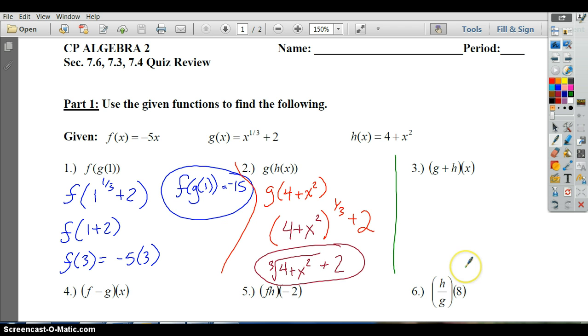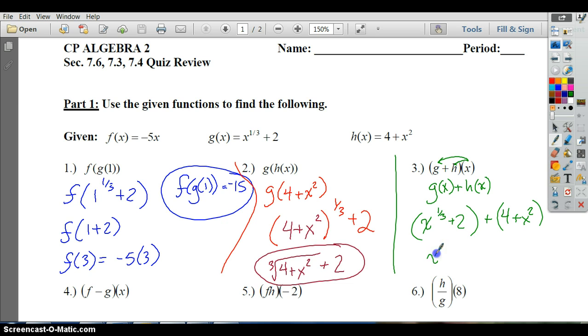Number 3, this can be written as g of x plus h of x. Distribute the x in, because when you look at it this way, it's kind of confusing. However, if you look at this expression, that looks a lot more user-friendly. So we're going to do g of x, which is x to the 1/3 plus 2, plus h of x, which is 4 plus x squared. Any like terms? Absolutely not, except for the constant terms there. So I got x squared plus x to the 1/3 plus 6. That's where you would want to stop.